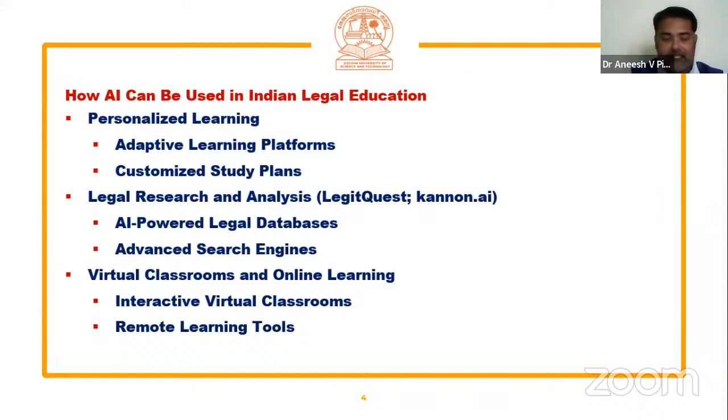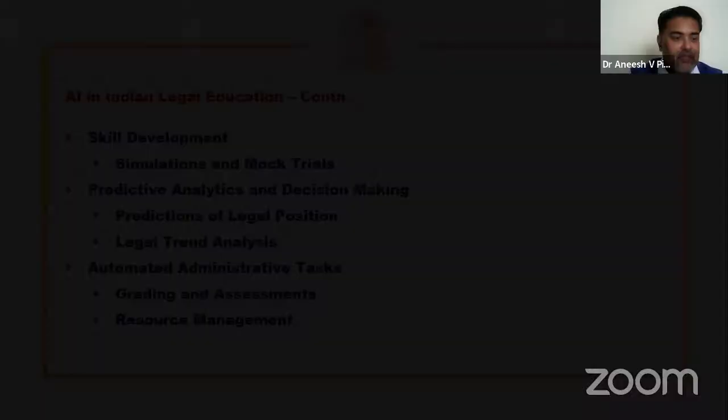Even nowadays, students are opting courses from foreign countries. And in most of the cases, they are using automated systems or AI-driven technologies to conduct the class, to distribute the course materials, to take the attendance, to evaluate the grades, etc. So remote online learning tools, that is also possible by way of AI technology.